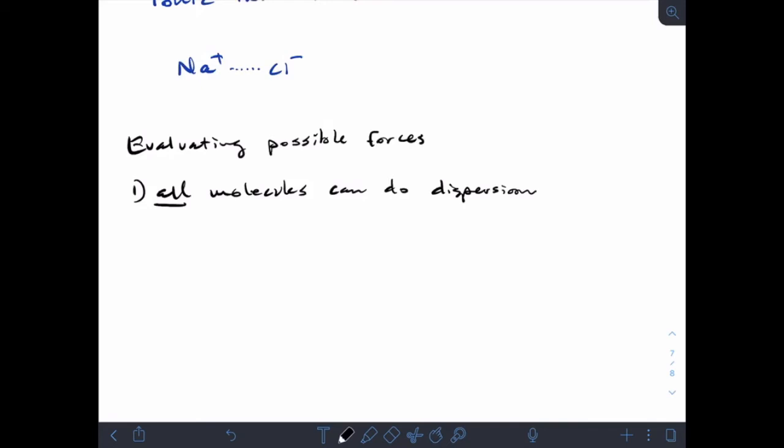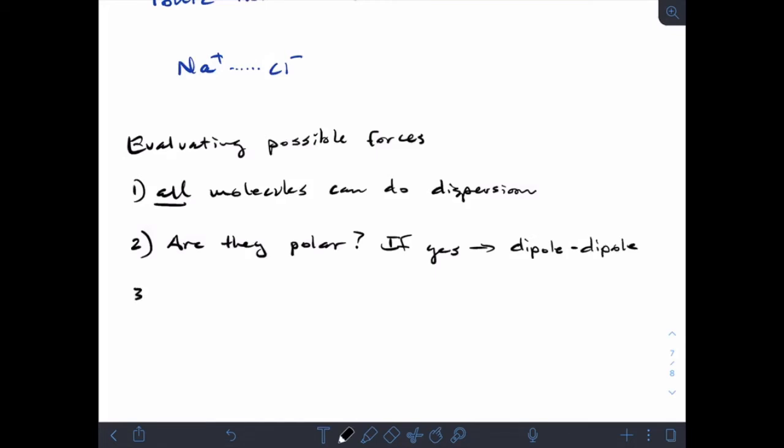Okay? Anything with an electron cloud is capable of doing dispersion. So, next thing to think about, are the molecules polar? All right? And hopefully you are comfortable determining polarity of molecules. Remember that geometry matters. Okay? You can't always just trust a flat Lewis structure. That's why we teach you Lewis structures before we teach you about molecular polarity. Okay? So, if they're polar, you get dipole-dipole possibility.